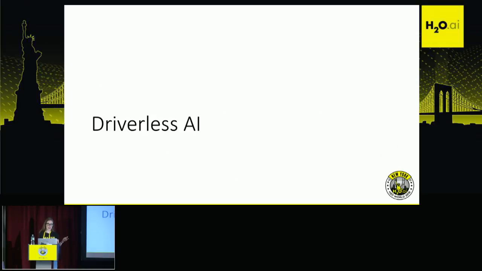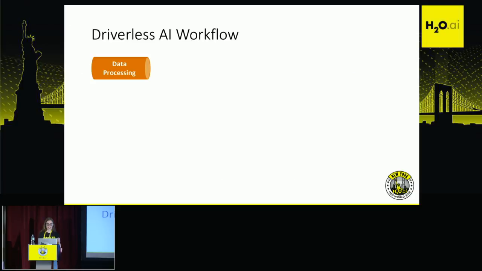Okay. So I know Arno gave an intro. I just want to walk through what we're going to be doing today. So the first step is we're going to put our data set in. It's going to do some data processing. It's going to detect what type the column is. Is it categorical? Is it numeric? Is it time? Is it text? It's going to do that all automatically for me.